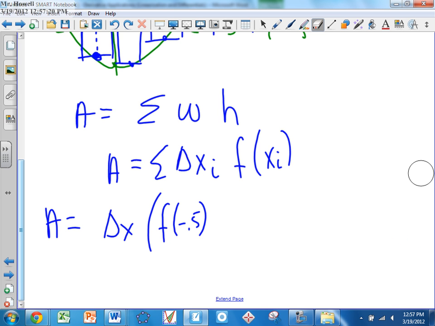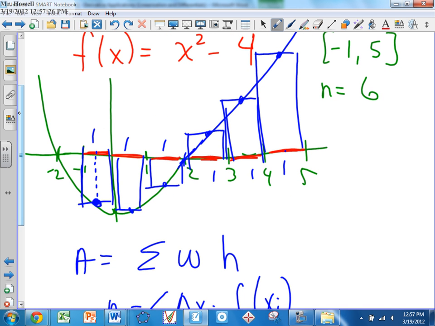So what's the height? What's the next rectangle? How do I find out the height of this rectangle? F of 0.5. Jocelyn, what's the next rectangle? F of what? The next rectangle, Kenny. Karen? Next rectangle, what's its height going to be? Come on, stand. Height or its midpoint?